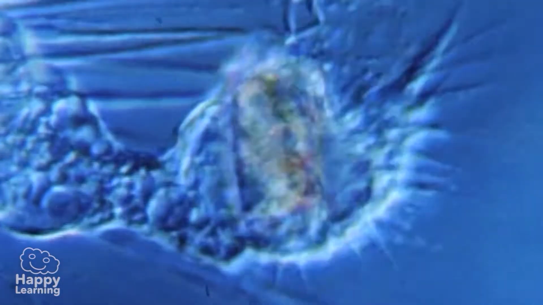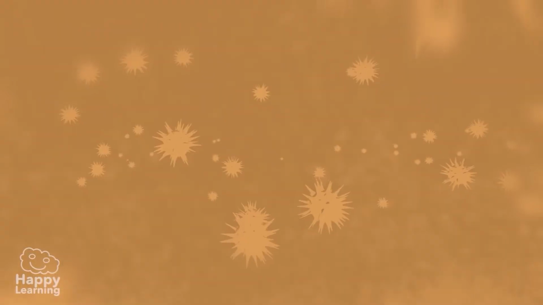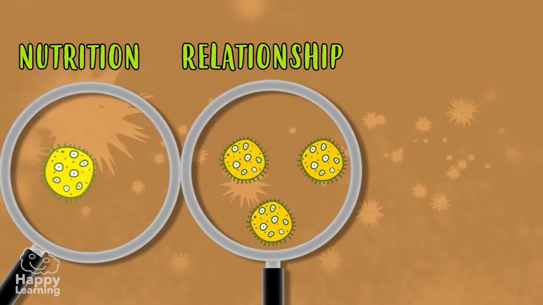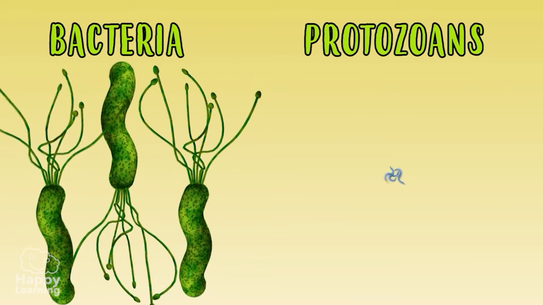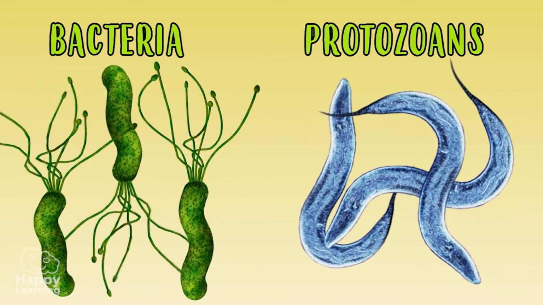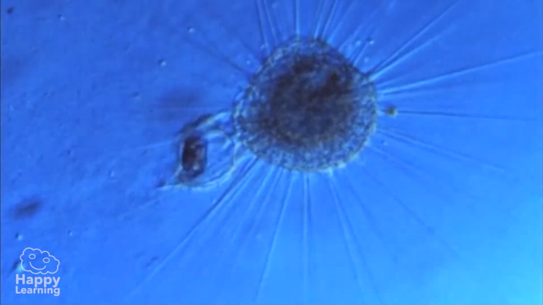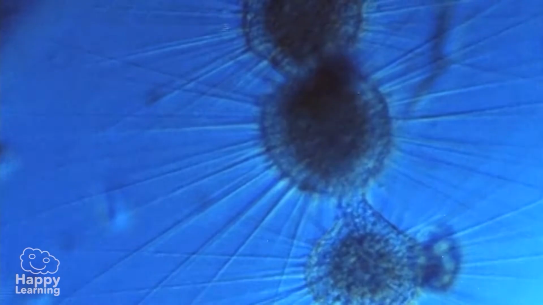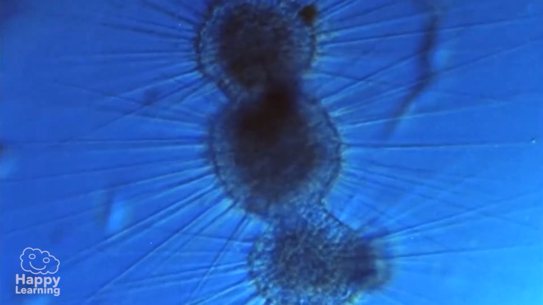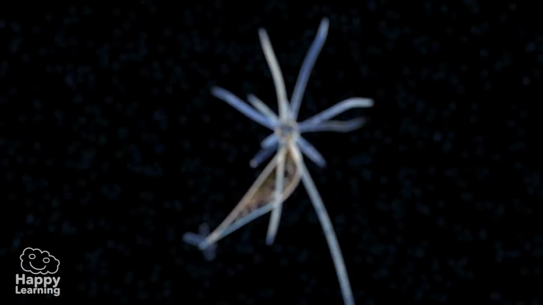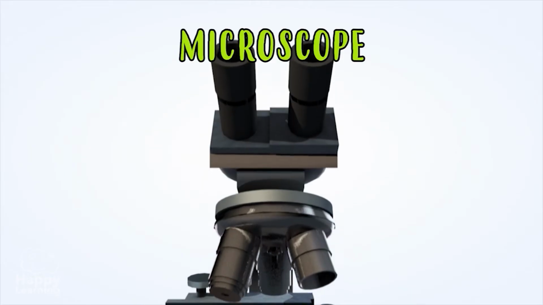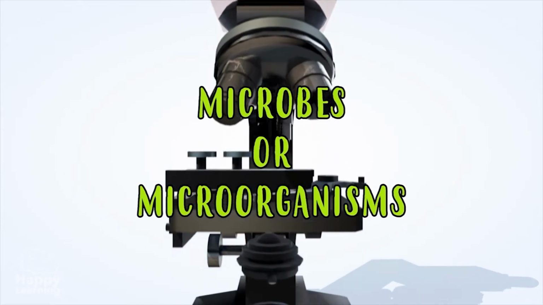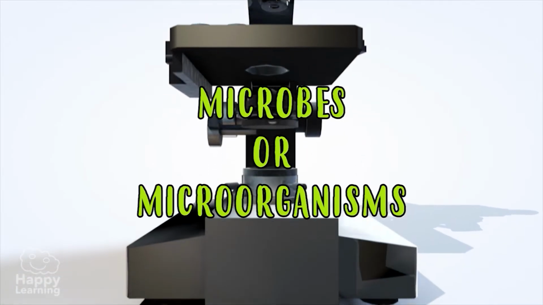Do you remember what those functions are? Very good! Nutrition, relationship, and reproduction. Examples of unicellular beings are bacteria and protozoa. Some of these organisms are capable of manufacturing their own food, but most feed on other living beings. They are so small that they can only be seen through a microscope, which is why they are called microbes or microorganisms.